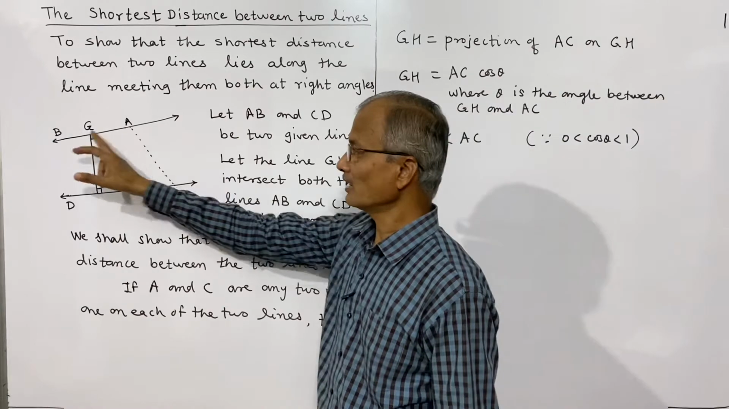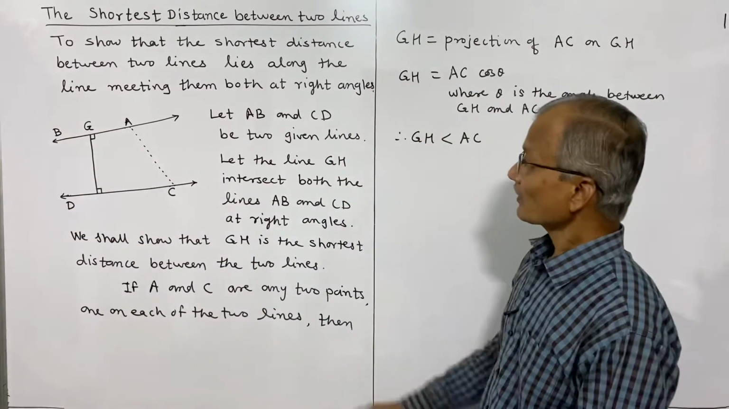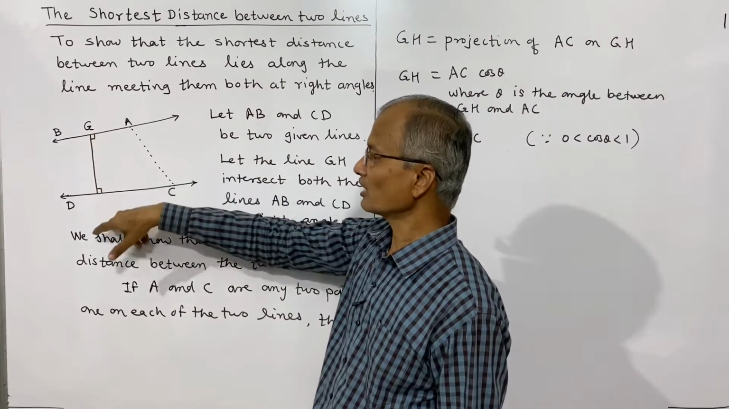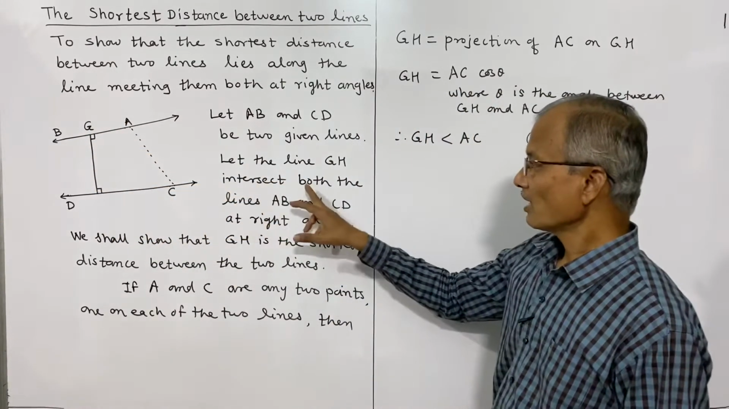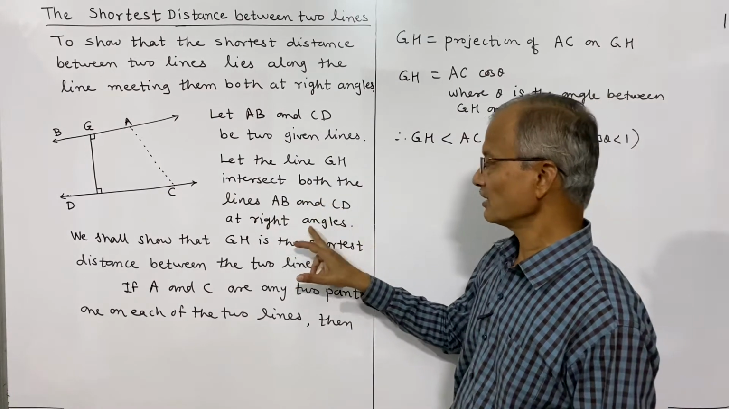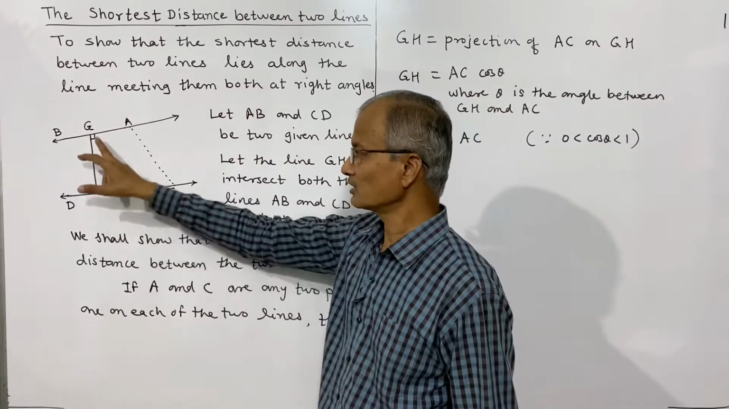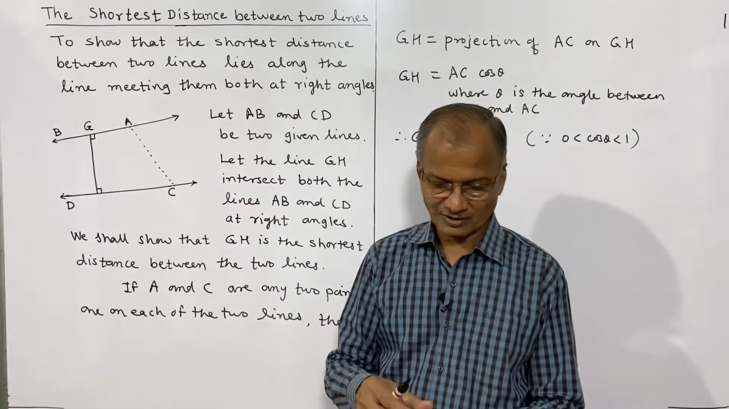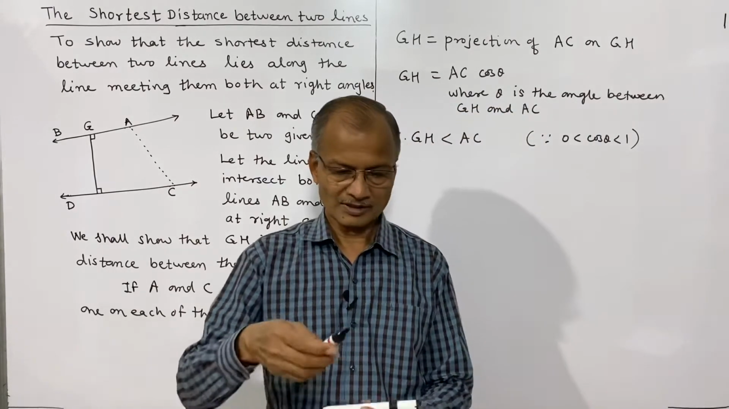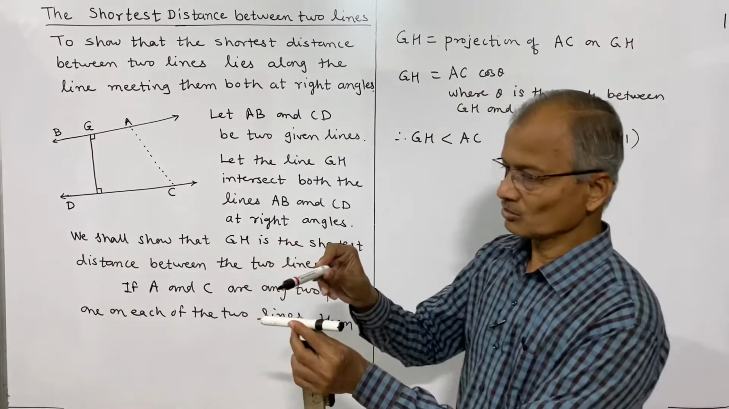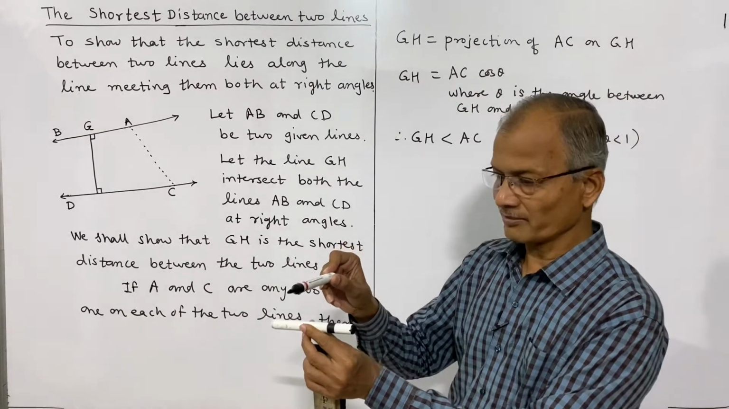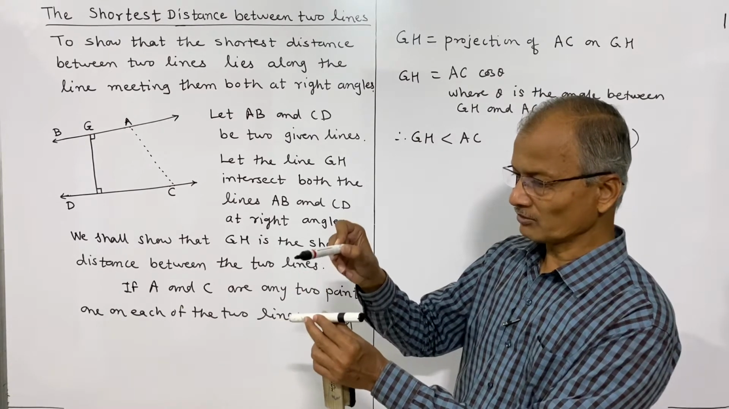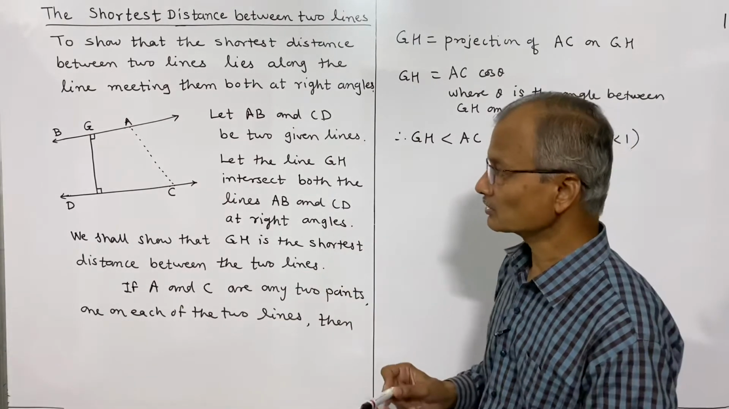Here we have drawn the two lines AB and CD. Let the line GH, here the segment is shown but it is a line GH, intersect both the lines AB and CD at right angles. So here we have shown it is at right angles. The situation is like this. Suppose these are the two lines, one line and this may be another line. They may not be in the same plane, may not be coplanar. These are skew lines, and the perpendicular distance between them is the shortest distance.